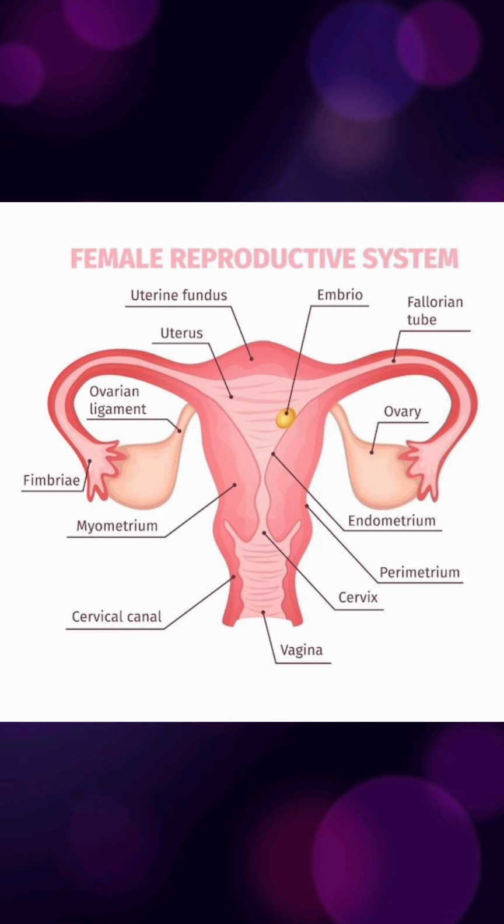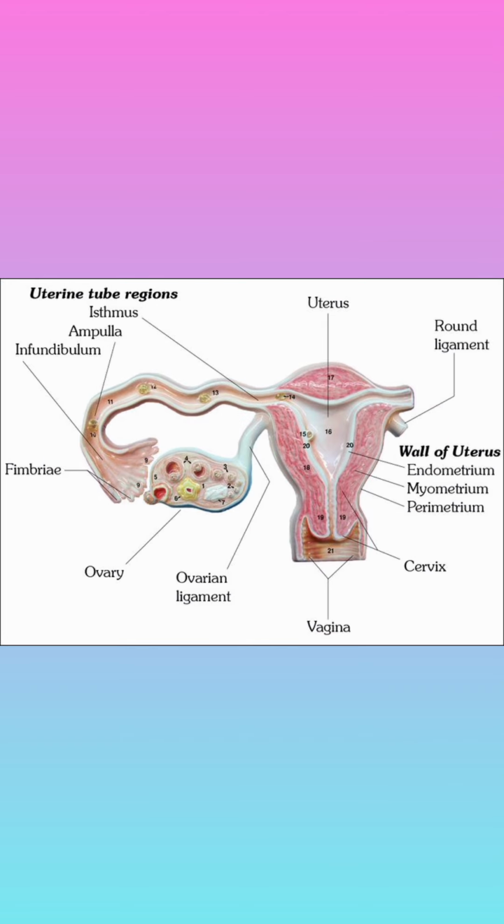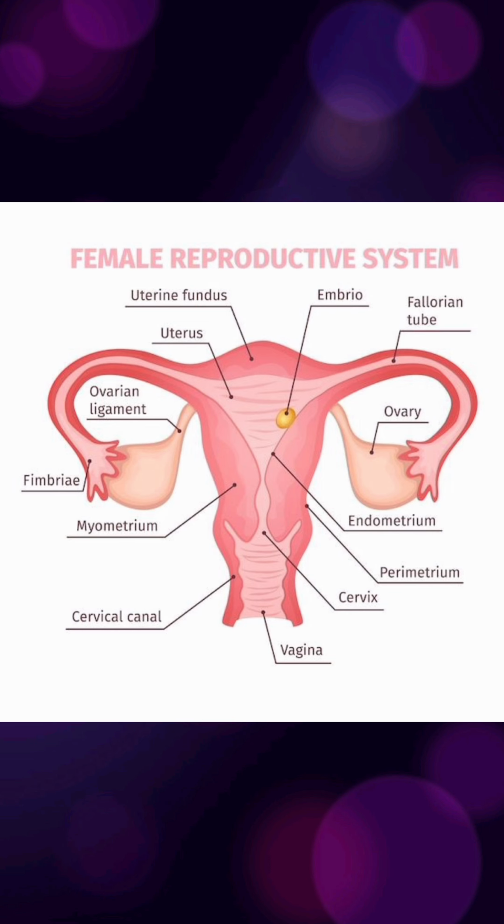Wall of the uterus has three layers of tissues: one, perimetrium; two, myometrium; three, endometrium. Endometrium undergoes cyclic changes during the menstrual cycle, while myometrium exhibits strong contraction during delivery of the baby.